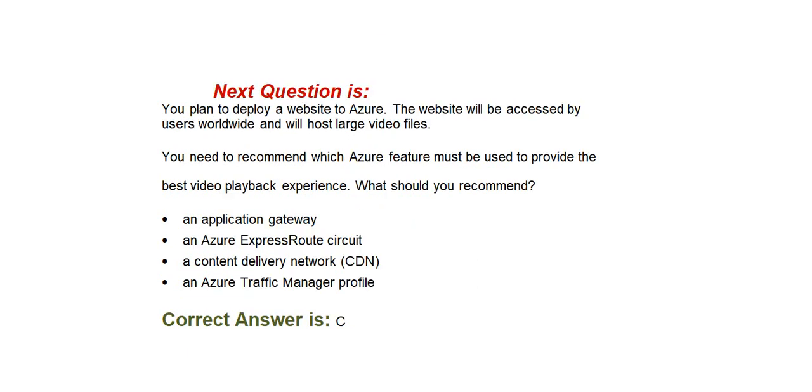Next question is, you plan to deploy a website to Azure. The website will be accessed by users worldwide and will host large video files. You need to recommend which Azure feature must be used to provide the best video playback experience. What should you recommend? Option A, an application gateway. Option B, an Azure ExpressRoute circuit. Option C, a content delivery network, CDN. Option D, an Azure Traffic Manager profile. Correct answer is option C, a content delivery network, CDN.